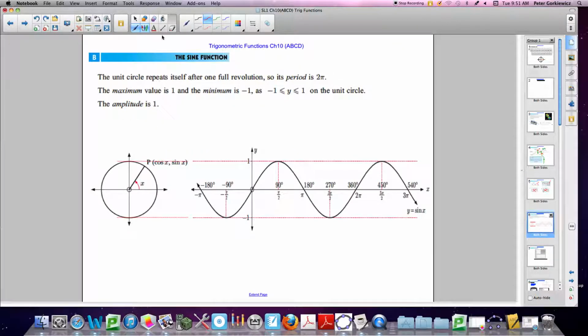Cool? Great. All right, on to the good stuff. So here's section B. We're looking at the sine curve.